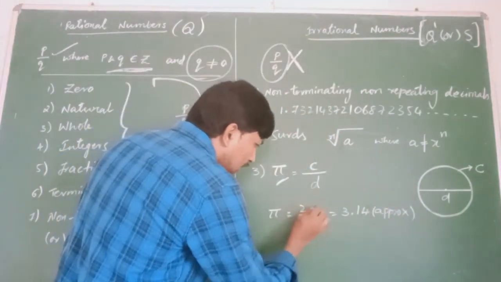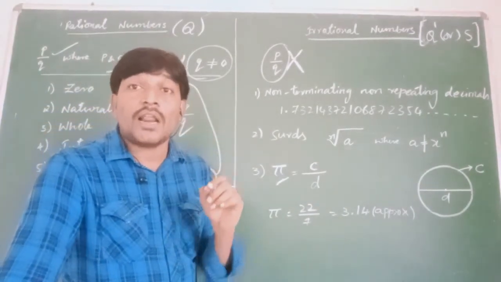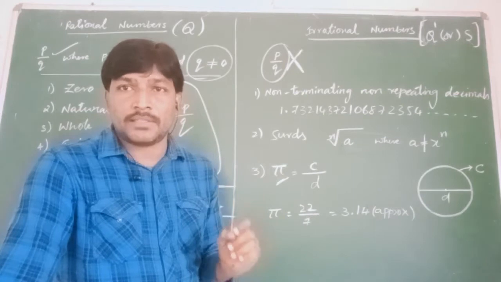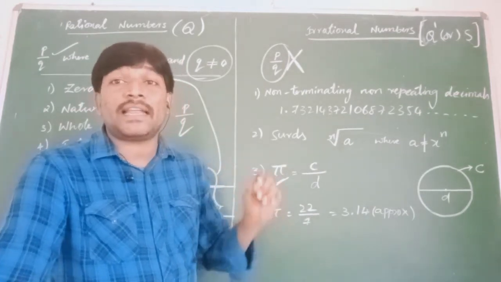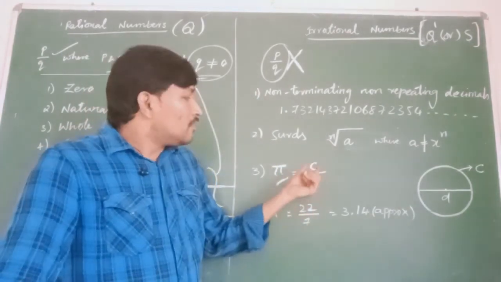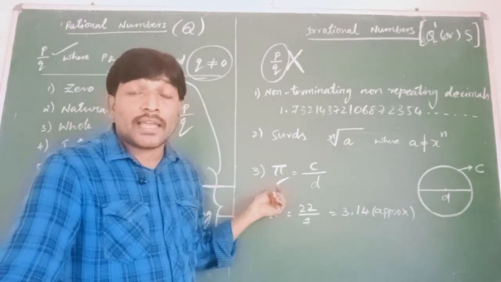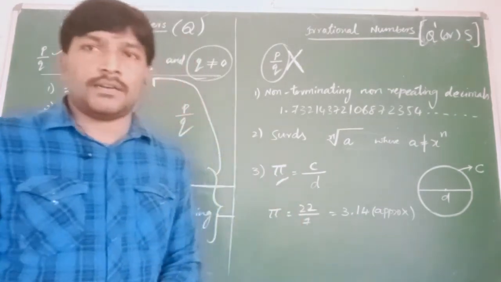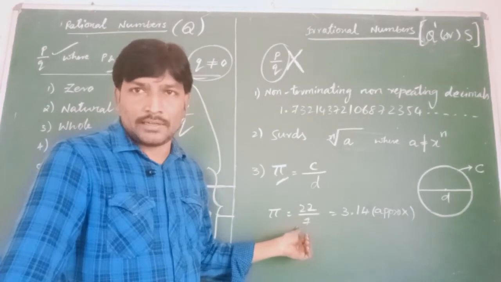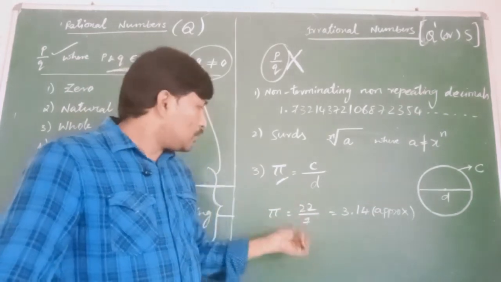So why are we taking this here, sir? For the sake of simplification, we are taking the nearest rational number, that means a non-terminating repeating decimal. Pi is an irrational number. For the sake of simplification and calculations, we are taking the nearest rational number, whose value is equal to 22/7. This is the nearest rational number to this irrational.